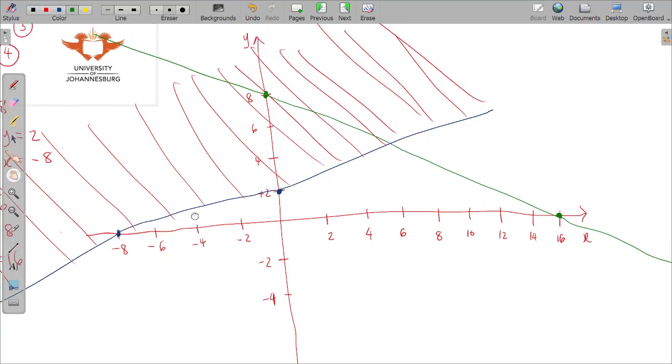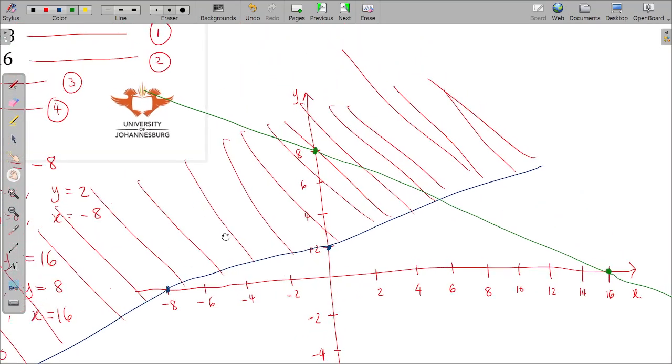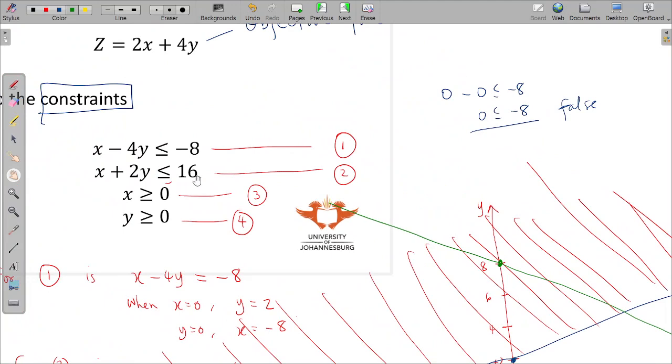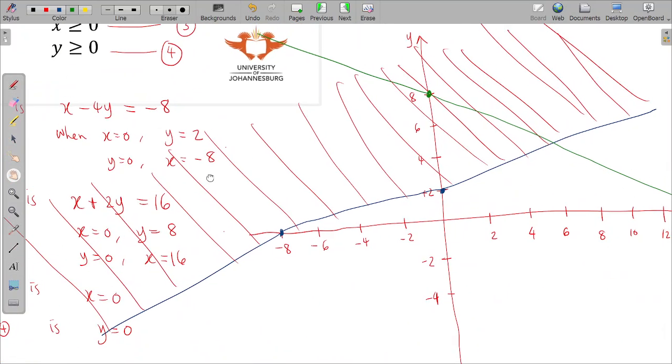Okay, let's determine where to shade again. I pick 0, 0 and put it into this inequality. I'm going to have 0 plus 2 times 0, which is 0, less or equal to 16. Is this true or false? This is true.